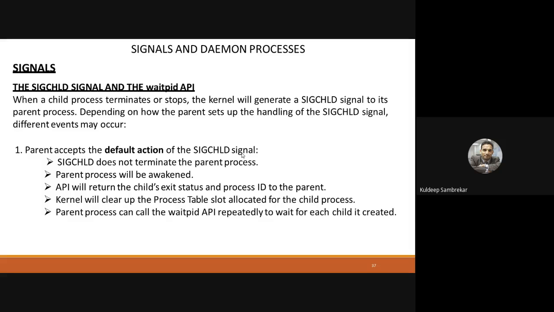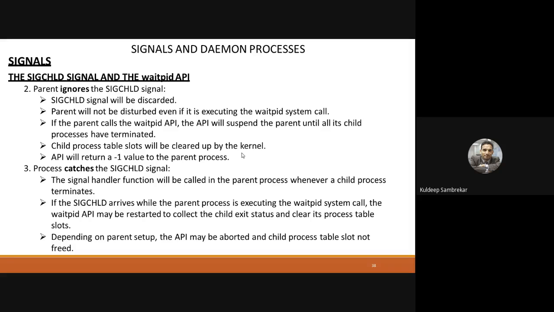Once this is intimated by the kernel to the parent process, the parent has various actions it can take. The first action is it can accept the default action of the SIGCHLD signal. Second, the parent can ignore the SIGCHLD signal. So the first one was to accept the default, and the second one was to ignore the SIGCHLD signal. What does it do here? Now the SIGCHLD signal will be discarded. That means the parent is executing and somehow the child has terminated. Once the child has terminated, the parent will not wait for the child to terminate, and the parent will not be disturbed even if the executing system call is executing. That means the SIGCHLD signal will be discarded.